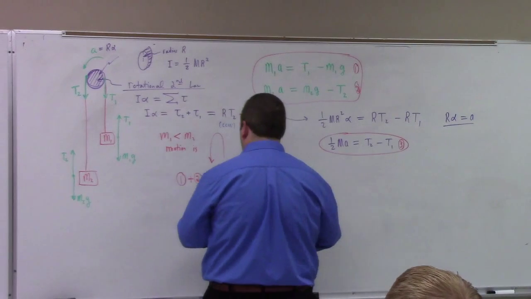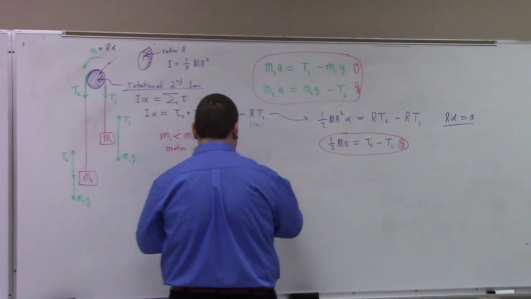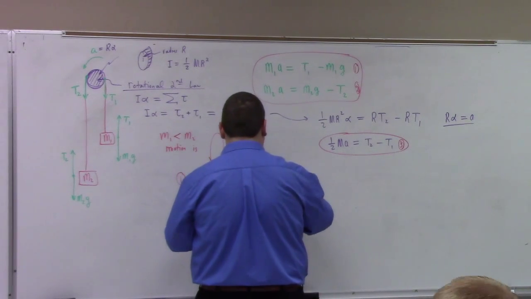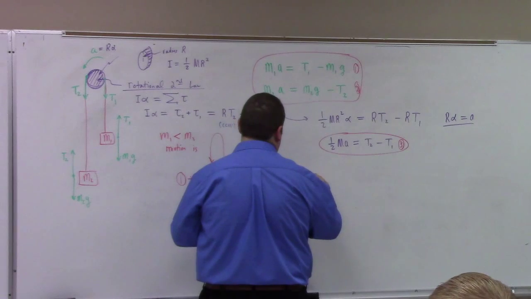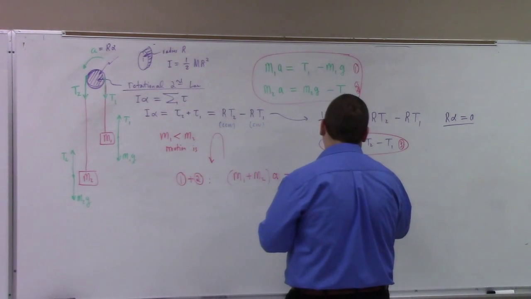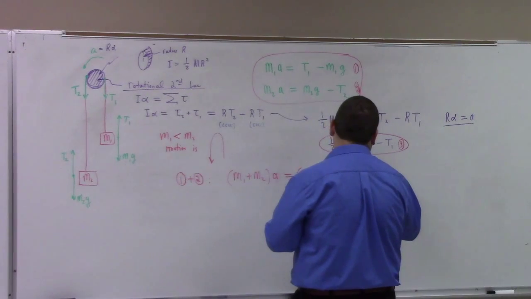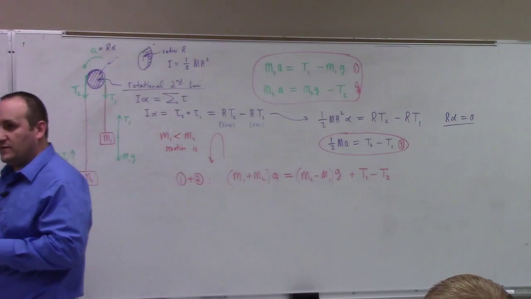I mean, you could do this any number of ways. 1 plus 2 gives me M1 plus M2 times A. This system is pretty easy to solve. Is equal to M2 minus M1 times G plus T1 minus T2. That's pretty nice. If you then add that to equation 3, what do you get?